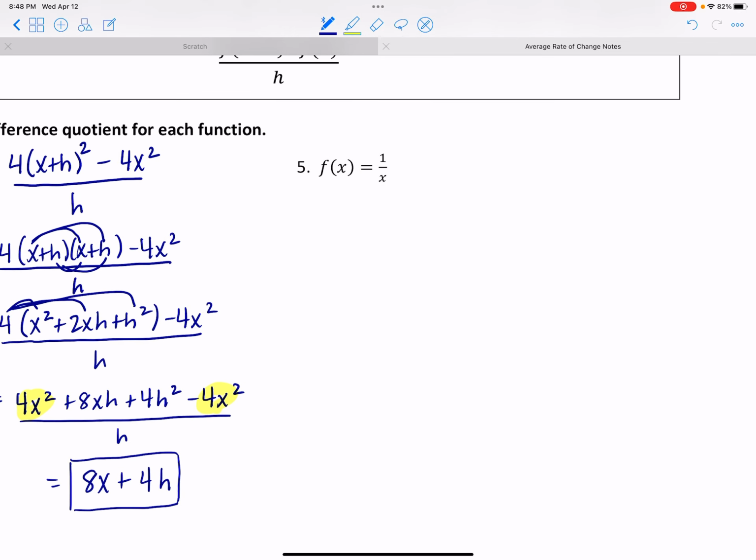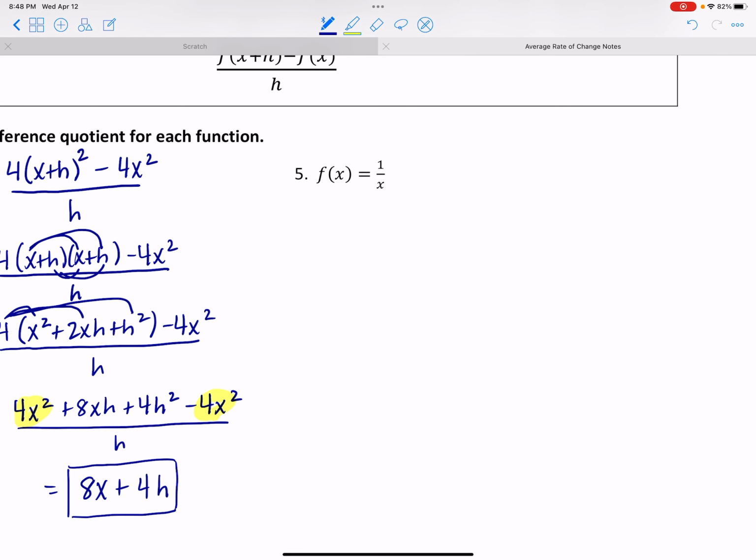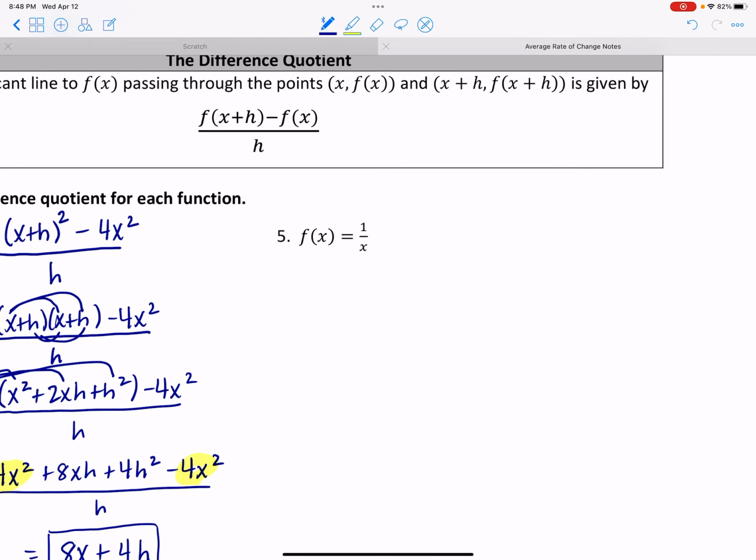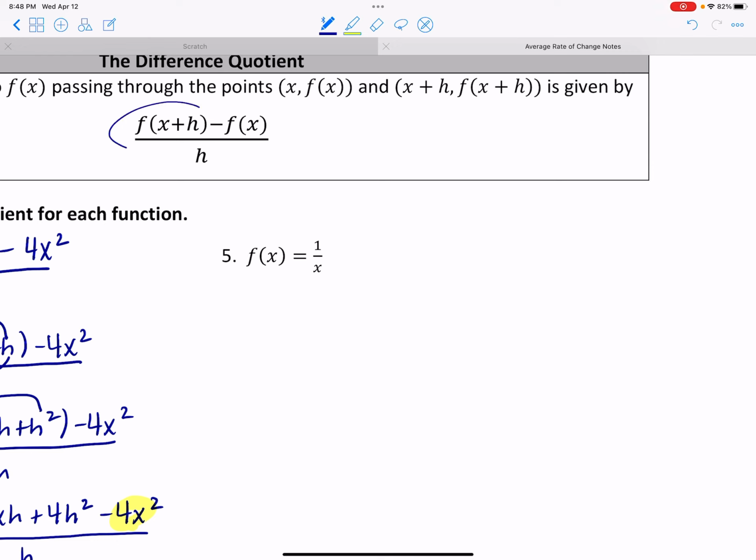So f of x equals 1 over x. This is our reciprocal function, our parent rational function. So we're going to find the difference quotient by first finding f of x plus h. That means x plus h has to get plugged in there for x, it has to replace our input. So f of x plus h is going to be 1 over x plus h. And then I want to subtract f of x. Well, f of x, that's just our function. So I'm going to subtract 1 over x. And then that is going to be divided by h.